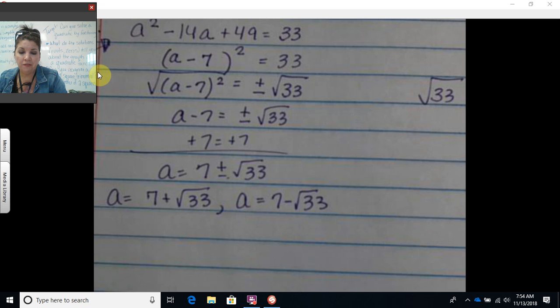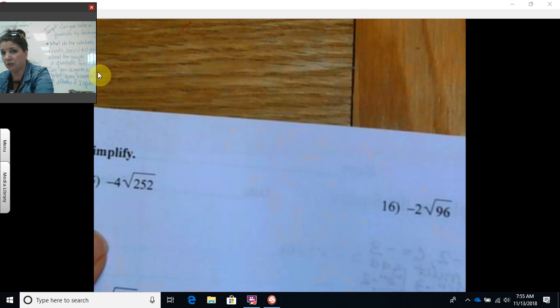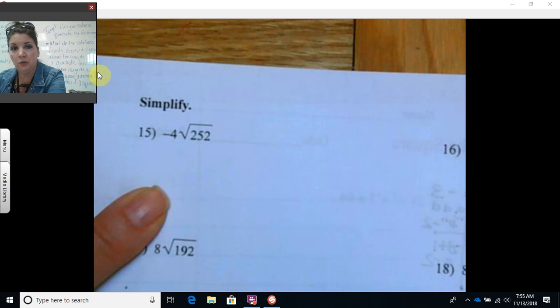So on 15 through 18 on the back side, the program that I used to make this review wouldn't give me any radicals that had imaginary solutions. But I still wanted to know that you could simplify a radical. So none of those have imaginary solutions, but I still want to know that you can simplify it, okay? None of these answers are going to have i's in them because they don't have negatives under the radical. But let's just do a little review on how to simplify a radical.